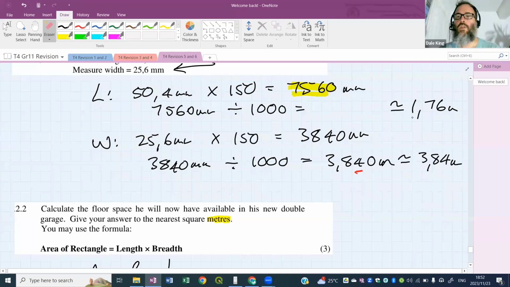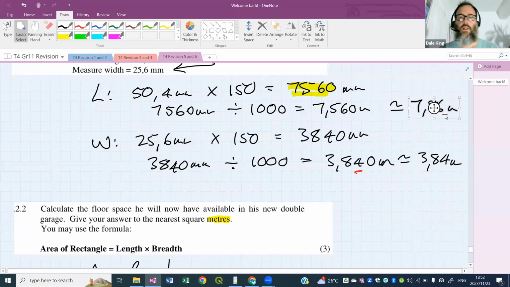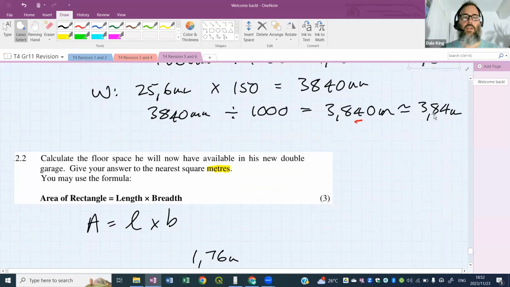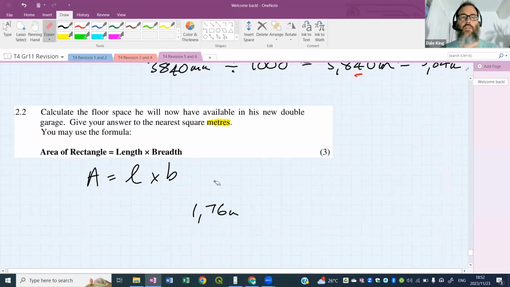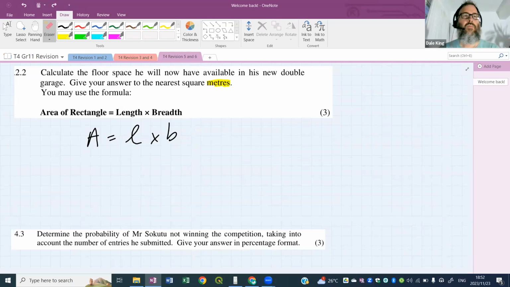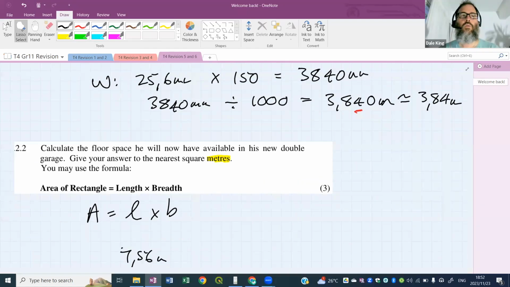So this needs to change to 7,560 meters, which is 7,56. There we go, that's better. Our length is supposed to be longer than our breadth. All right, there we go. This is better. Whoopsie. Let's put it over here. And our breadth is 3,84.